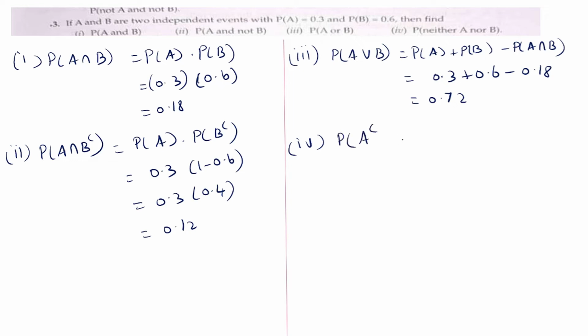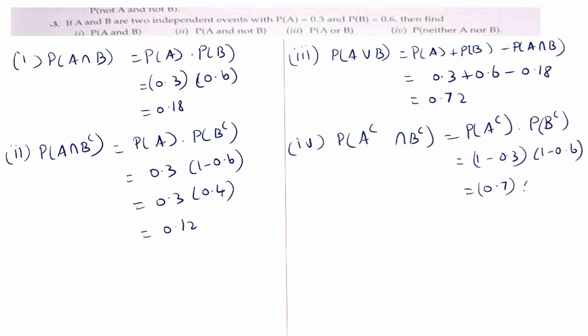Fourth subdivision, probability of neither A nor B. So it is probability of A complement intersection B complement. So it is probability of A complement into probability of B complement. So it is 1 minus 0.3 into 1 minus 0.6. So this is 0.7 into 0.4, which is 0.28.